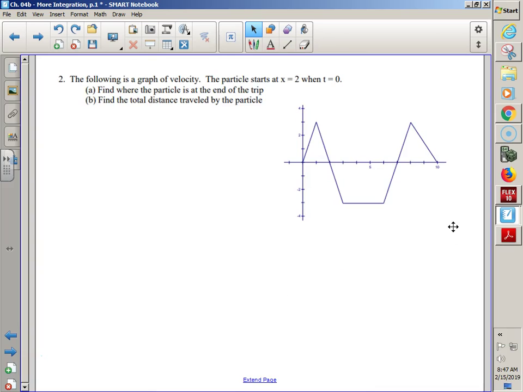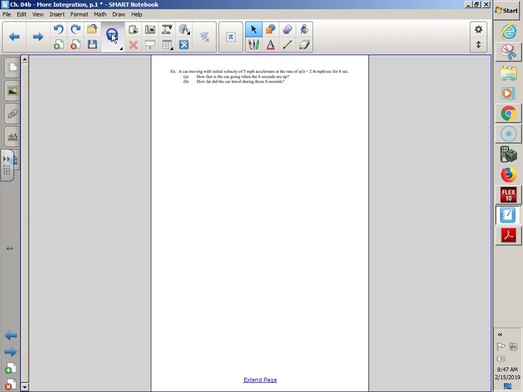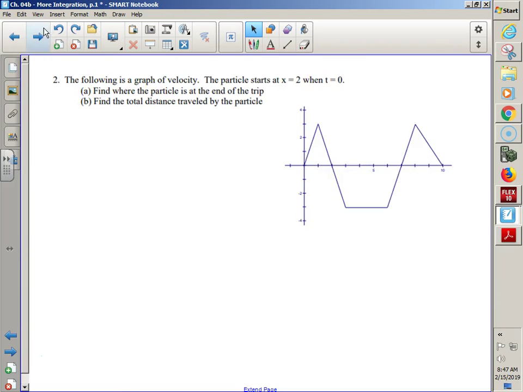Instead, let's go find a quick example. Do I have a quick example? That's a long example. That's a long example.